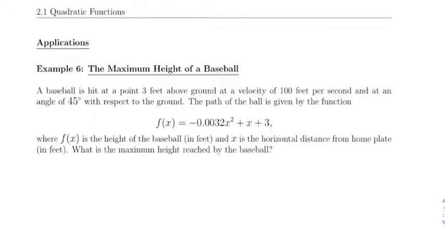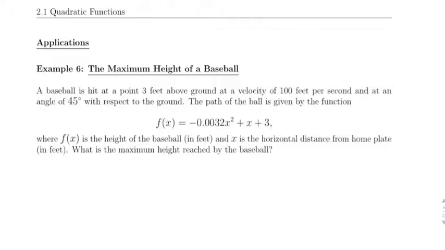All right. So in this example 6, we're looking at the maximum height of a baseball. A baseball is hit at a point 3 feet above the ground at a velocity of 100 feet per second and at an angle of 45 degrees with respect to the ground. The path of the ball is given by this function, where f of x is the height of the ball in feet and x is the horizontal distance from home plate in feet. What's the maximum height reached by the baseball?